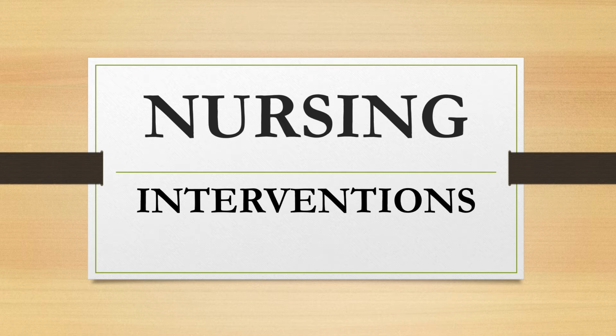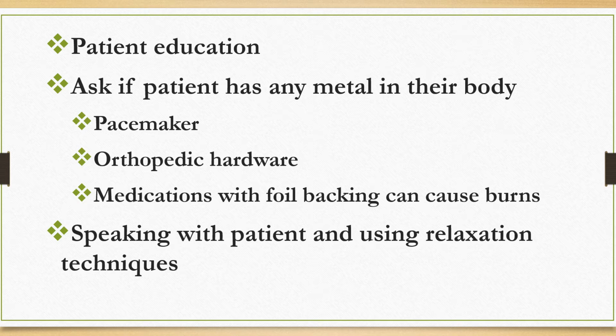Some nursing interventions to consider include patient education prior to having the MRI, as well as obtaining a thorough patient history. The patient must be asked if they have any implanted metal objects such as a pacemaker and orthopedic hardware. It is crucial that no metal objects enter the room because the magnetic field created by the MRI will attract anything that is metal. The nurse must also look for medication patches with a foil backing that can potentially cause burns. The scanning process is painless, but the patient will hear loud thumping.